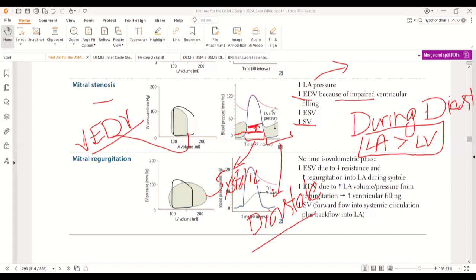So what happened in diastole? Left atrial pressure is more than left ventricle pressure. But in systole, this is a confusing question. If you ask about the pressure changes in diastole in mitral stenosis, then the left atrial pressure will be more than left ventricle pressure. But if they are asking about the systolic phase of the cardiac cycle, then left ventricle pressure will be more than left atrial pressure. Asma, does it make some sense to you? Yes, yes. Okay.